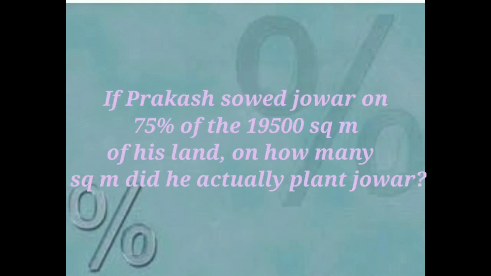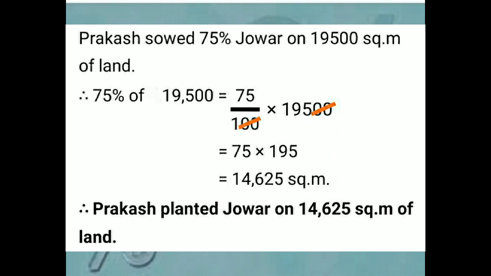Question 3. If Prakash sowed jawar on 75% of the 19,500 square meter of his land, on how many square meter did he actually plant jawar? Now, unlike the first two sums wherein you were given the data or the numbers and you were asked to find out the percentage, in this sum they have already provided us with the percent and have asked us to find out the area.